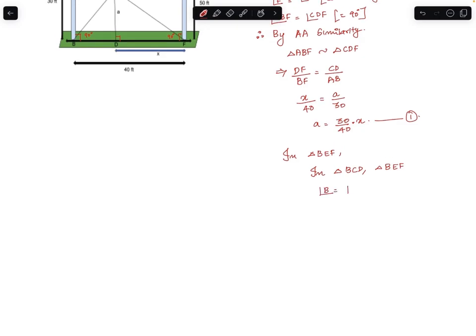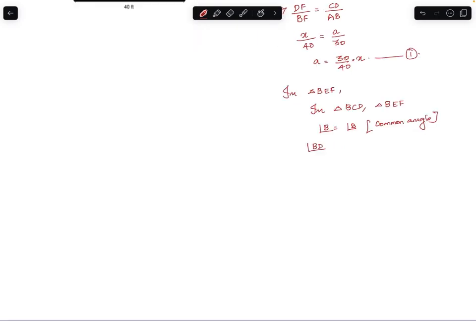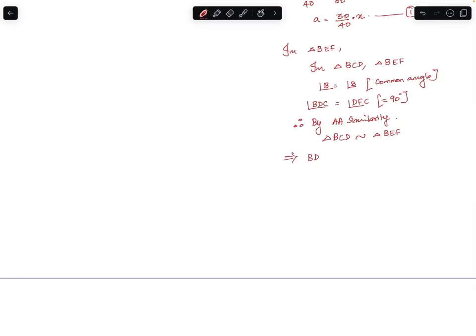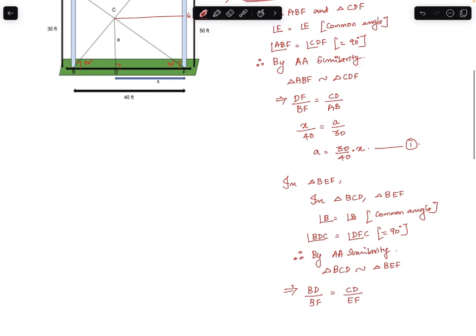Angle B is equal to angle B. Angle BDC is equal to angle DFE. The reason being both are equal to 90 degrees. Therefore, by AA similarity, triangle BCD is similar to triangle BEF, which implies BD upon BF is equal to CD upon EF. Now, BD is this distance. So we get this distance by subtracting X from 40. So it is 40 minus X.